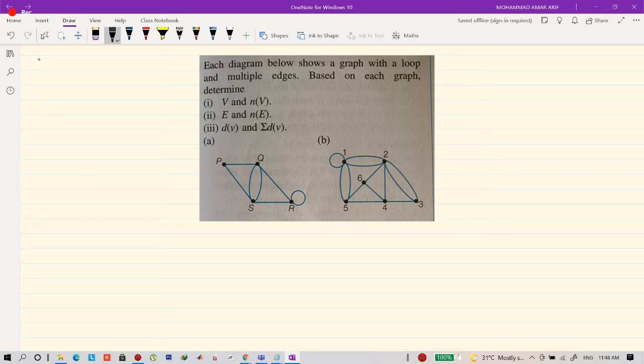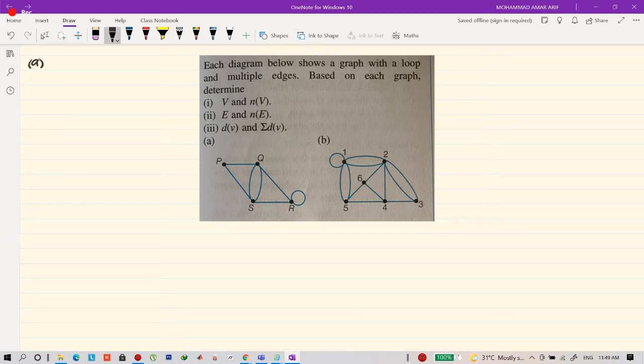So read the question. Each diagram below shows a graph with a loop and multiple edges. Based on each graph, determine number 1 v and numbers of v, which is vertices and numbers of vertices. Number 2 edges and numbers of edges. Number 3 degree of vertices and summation of degree vertices. So let's try to solve it together.